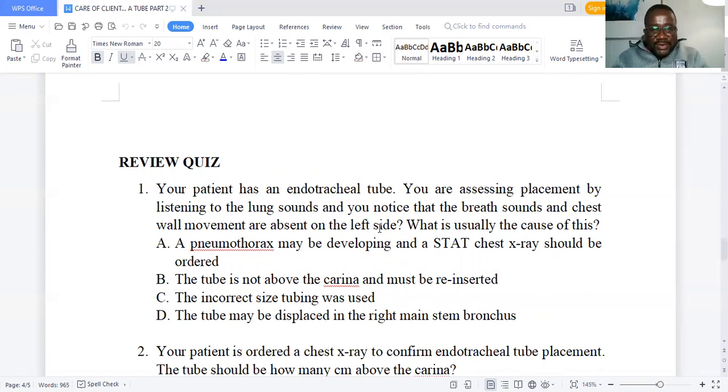Yes, we said so, right? This is the right answer. I explained when we were doing endotracheal tubing, and I also explained in tracheostomy. Over and over, I explained that.